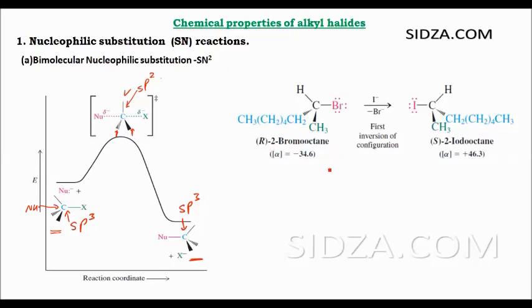And that's why we find that if this is the R configuration, this is the S configuration. There is an inversion of configuration in the SN2 mechanism, right? This is the main characteristic feature of the SN2 mechanism. The groups which are from this side now shift to the other side. So there is complete inversion in the SN2 mechanism.